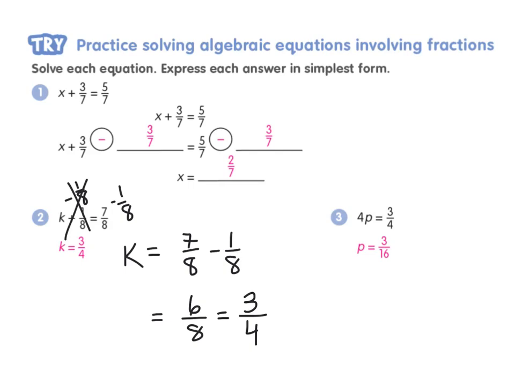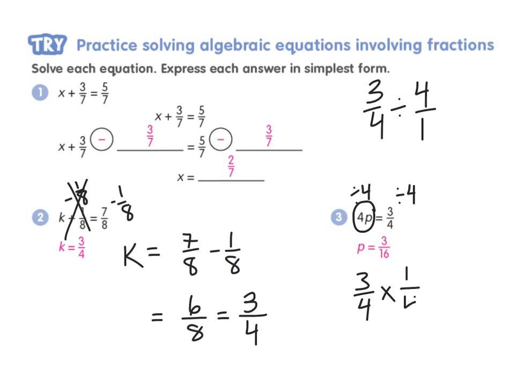For number 3, we have 4p equals 3/4. I notice that multiplication is happening here in my problem, so I have to divide by 4, and I have to divide by 4 over here. So now I have to do 3/4 divided by 4, or 4 over 1. Remember, to divide fractions, we keep change flip. I'm going to keep the 3/4 the same, change divide to a times, and flip the 4 over 1 to make it 1 over 4. Then I'm going to multiply top times top and bottom times bottom, and that gives me my final answer of 3 over 16.